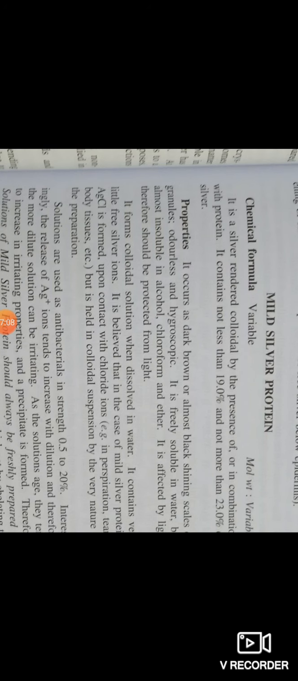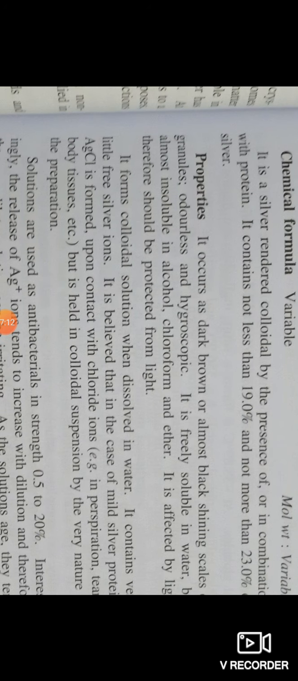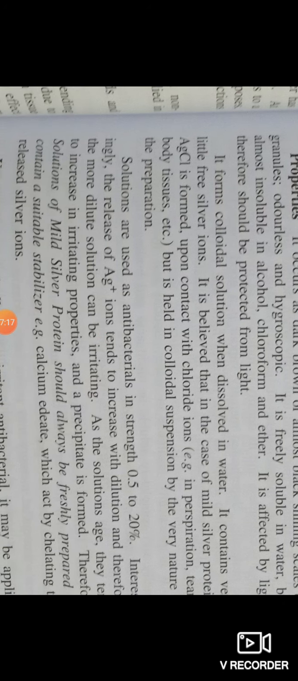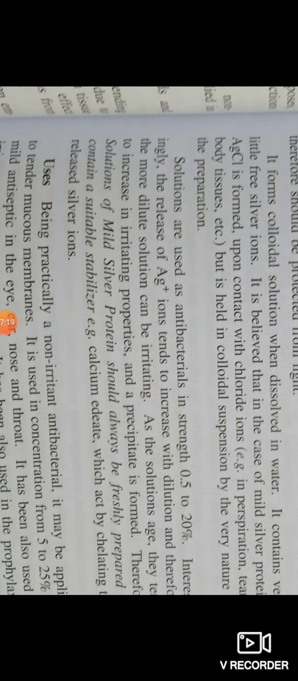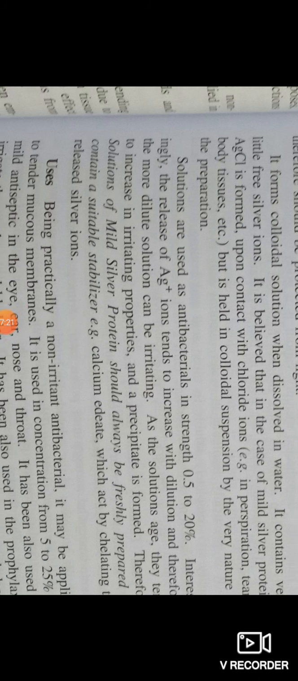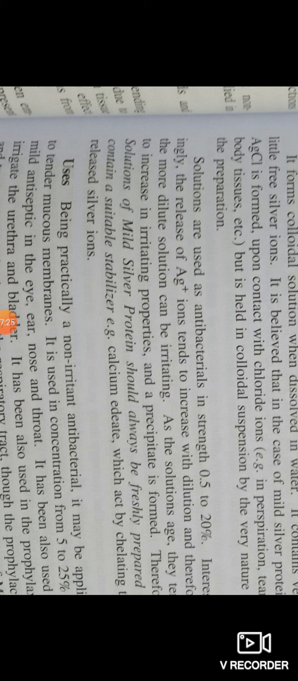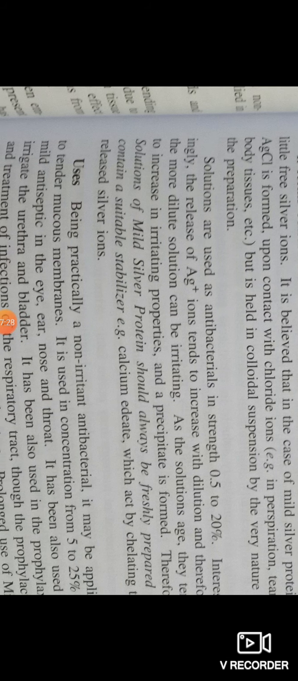an antibacterial, mainly to irrigate the urethra or bladder, in prophylaxis or treatment of infection of the respiratory tract. Prolonged use can cause argyria, meaning darkening of the skin.